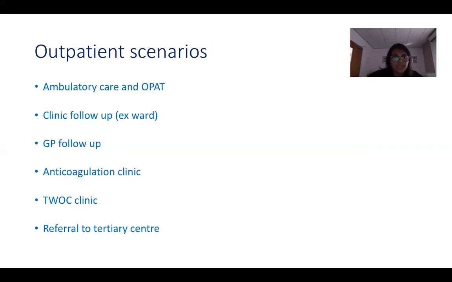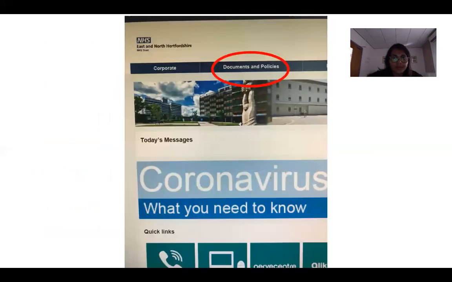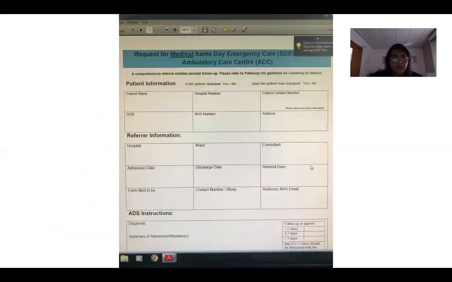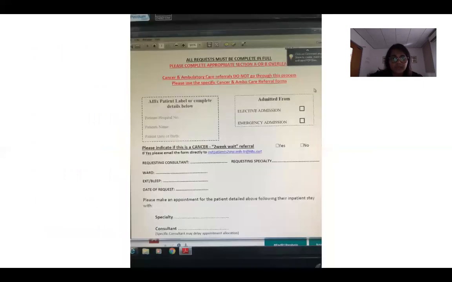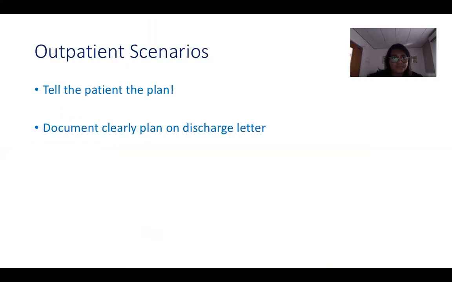Okay, so that's the outpatient scenarios. Just a note to say, when I say on the Knowledge Centre, if you literally click your homepage when you go on, you'll see this screen. And if you click documents and policies, it comes up with a search bar, and that's how you can search for any of the forms that I've mentioned. And this is, again, just the ambulatory care and the ex-ward forms that you've already seen.